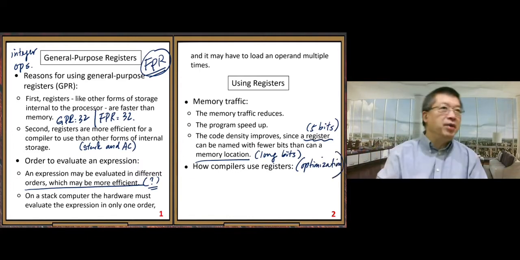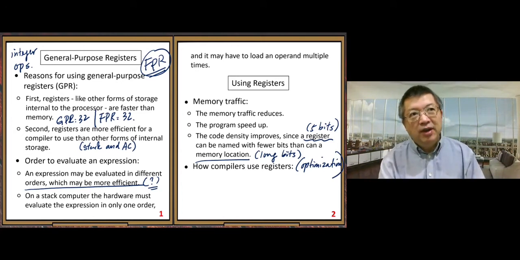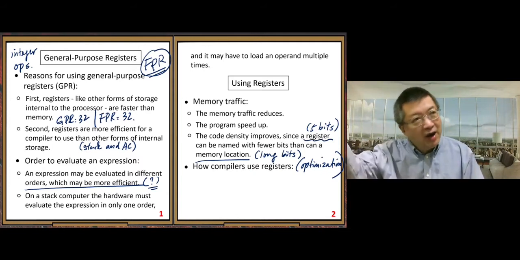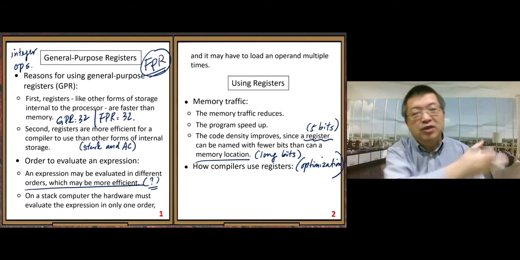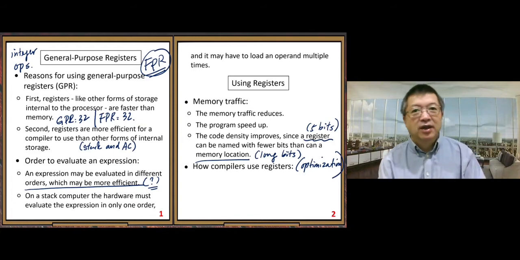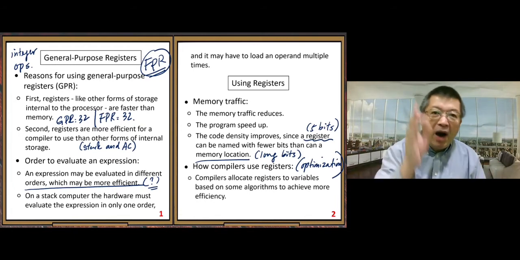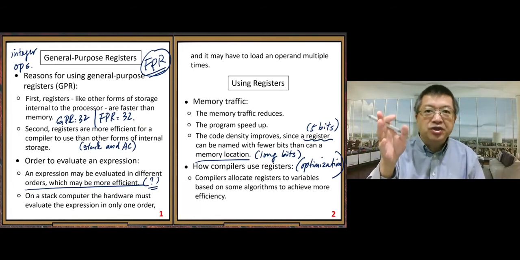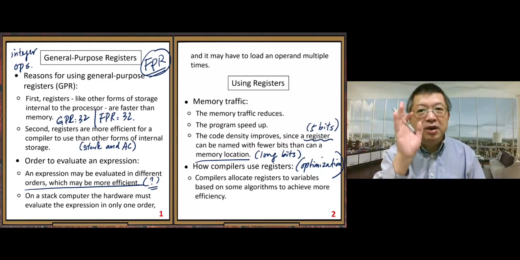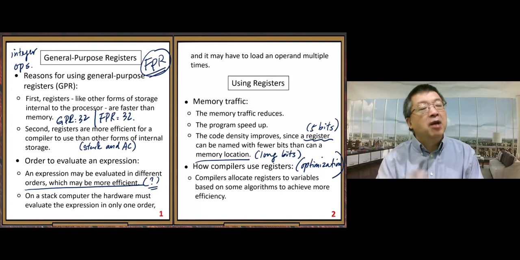Compiler optimization topic here. We know a compiler is some advanced software doing the translation from a higher level language to machine language, from the lower level instructions. But here, regarding the registers, compilers allocate registers to variables based on some algorithms to achieve more efficiency. So the compiler plays a big role here.